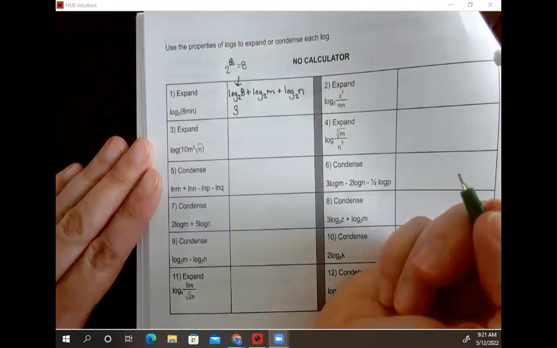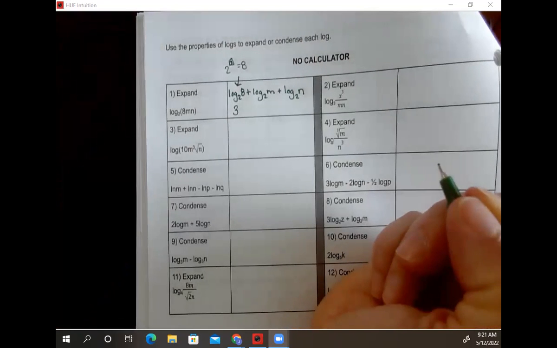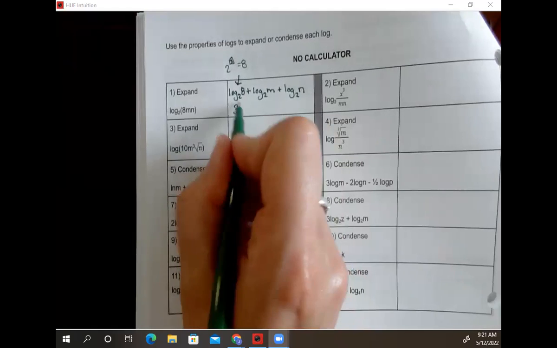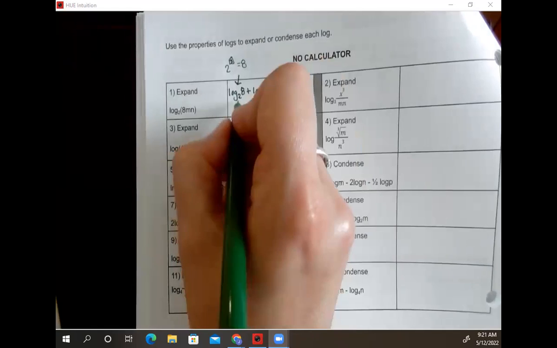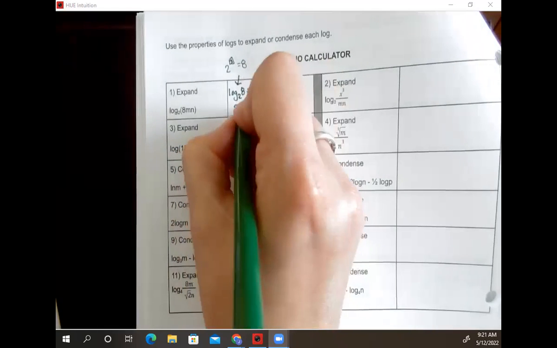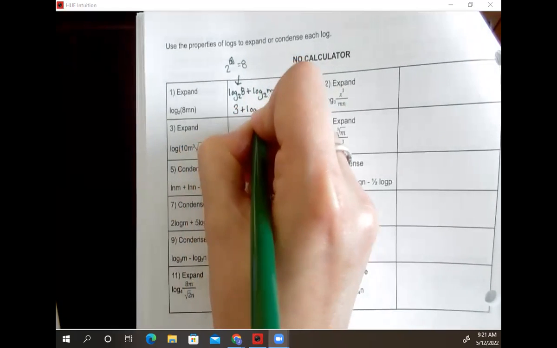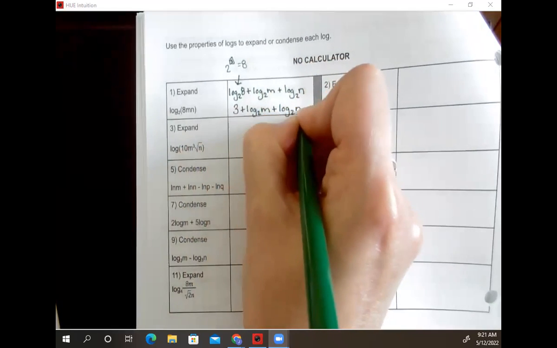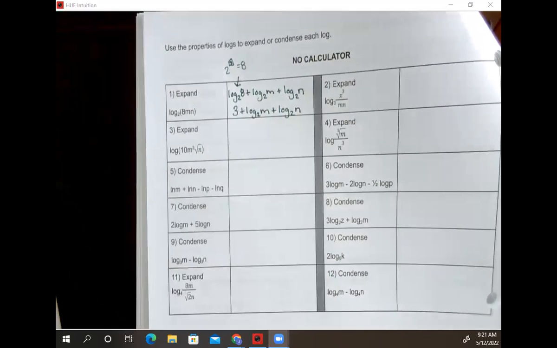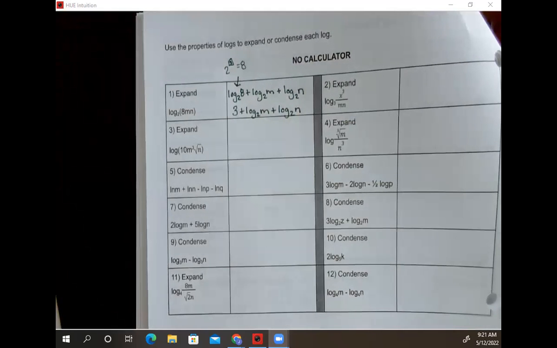So if I can expand a complicated log, something with kind of a messy argument, and get just numbers out of it, that might be a reason why I want to expand a log. So this simplifies to 3. And then I've got variables for my arguments for the other 2 logs, so I can't do anything else with them. But I was able to simplify log base 2 of 8.